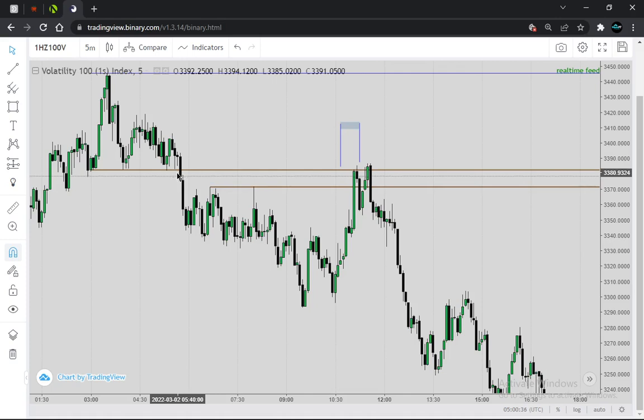So now this is a 5-minute chart. On a 5-minute chart you need to minimize your risk, and you know the synthetics are highly volatile. So if you don't know how to do risk management, you're gonna die. Risk management is very important.